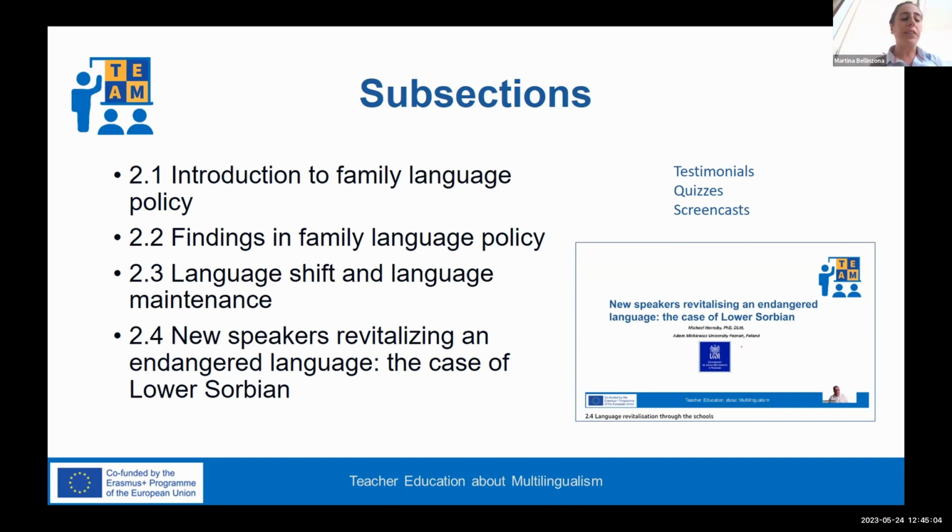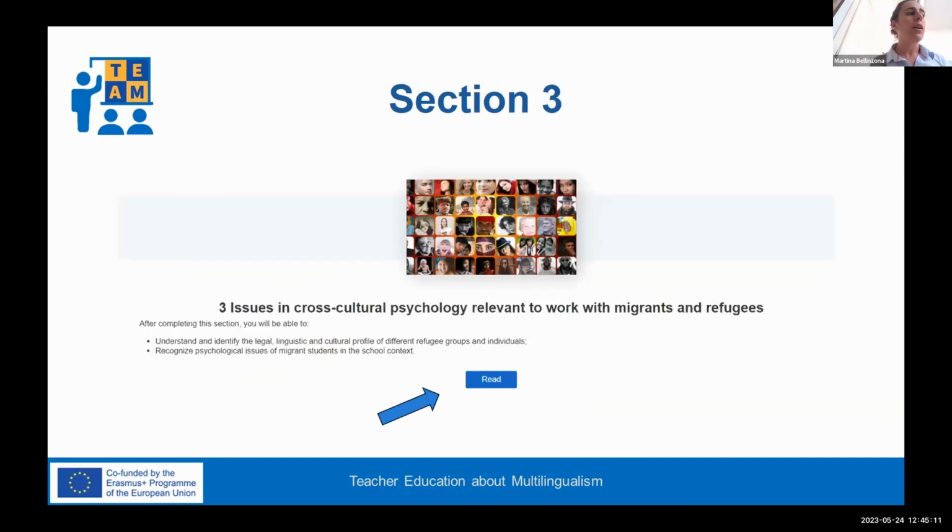For example, the revitalization of an endangered language, Lower Sorbian, is discussed in a screencast. Finally, section 3 focuses on issues in cross-cultural psychology, by navigating through which participants will be able to understand and identify the legal, linguistic, and cultural profile of different refugee groups and individuals. And they will also recognize psychological issues of migrant students in the school context.